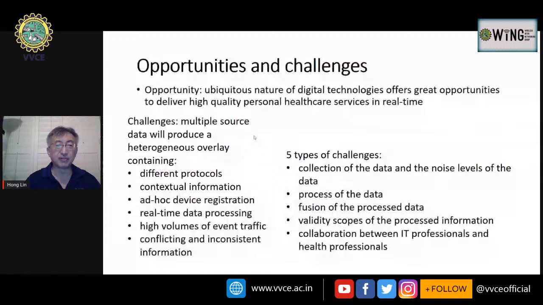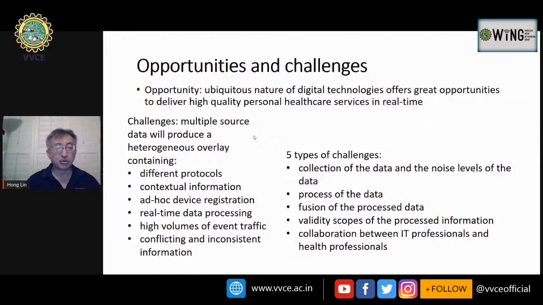So we can give real-time personal care. This gives us a vast scope of application areas. The challenges include the process for data collection and the data fusion.